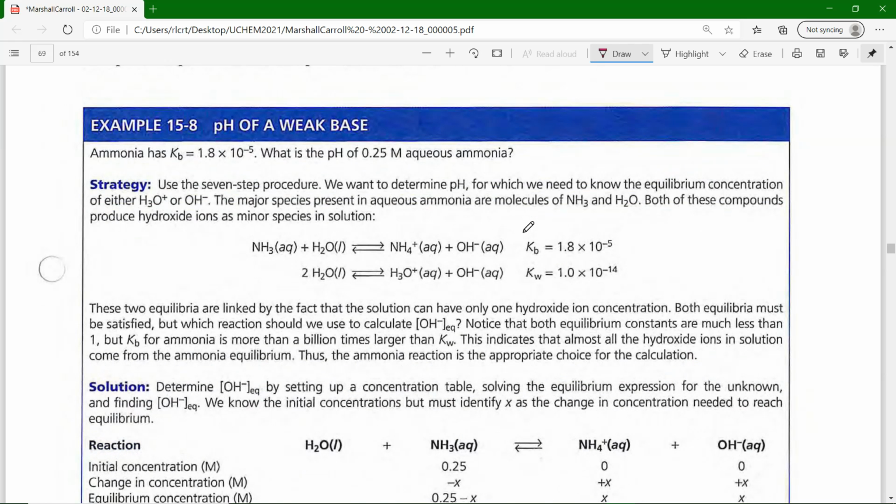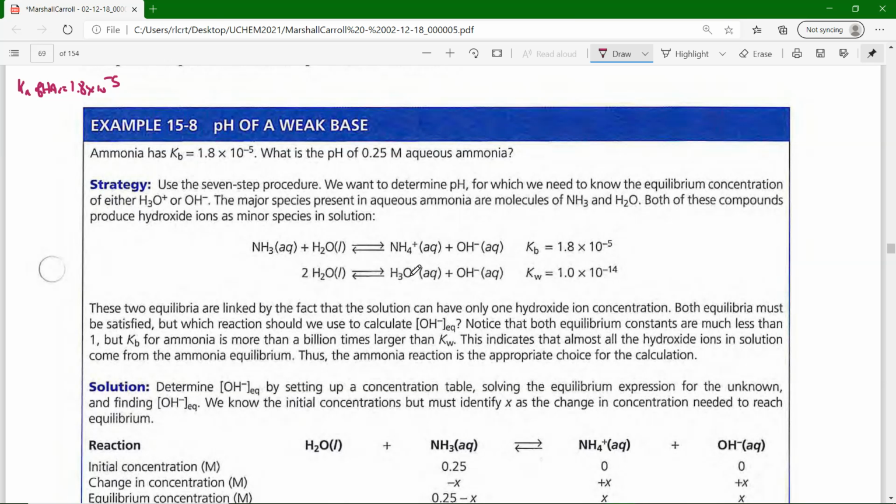Okay, so ammonia has Kb is 1.8 by 10 to the minus 5. We're going to hear this 1.8 by 10 to the minus 5 a lot because it's also the Ka for acetic acid, which we use a lot in examples. Ka of acetic acid to 1 decimal is 1.8 by 10 to the minus 5. So it's just a coincidence that the Kb of ammonia is the same number to 1 decimal as the Ka of acetic acid. So we want to get the pH of 0.25 molar ammonia.